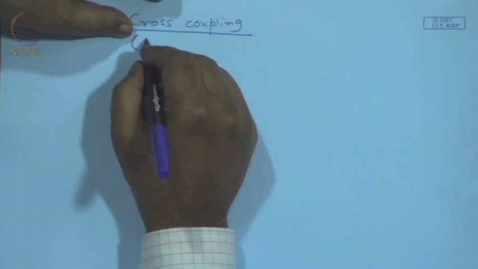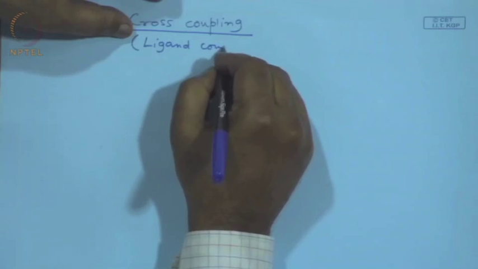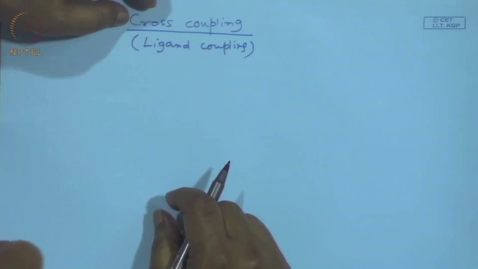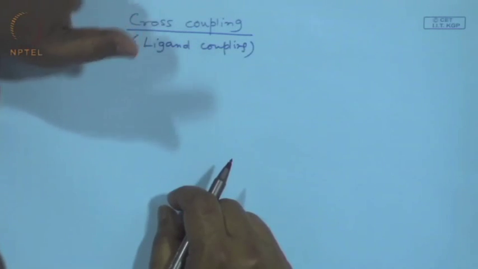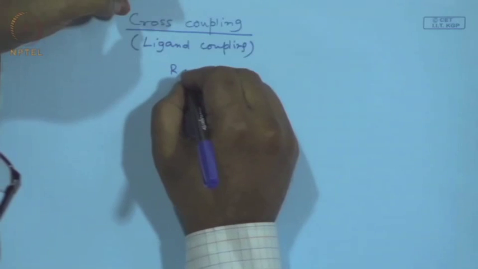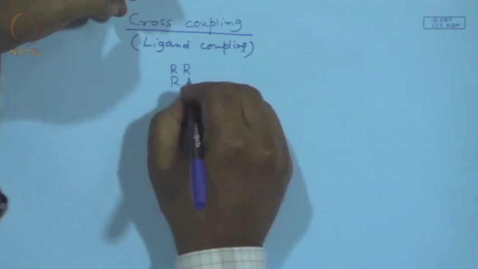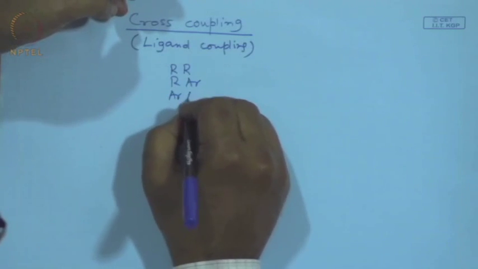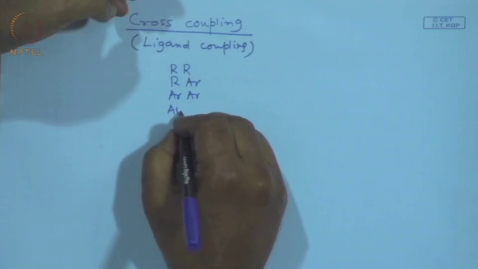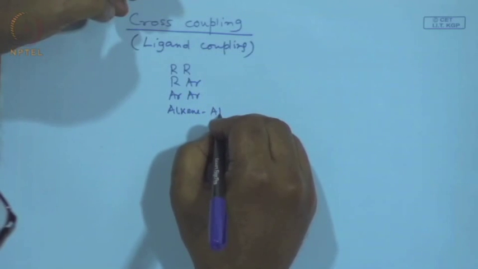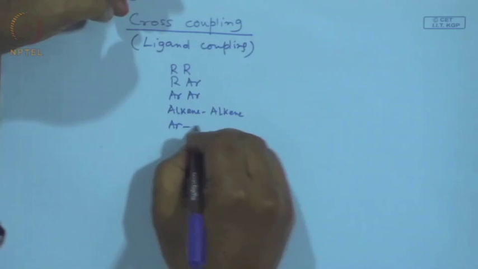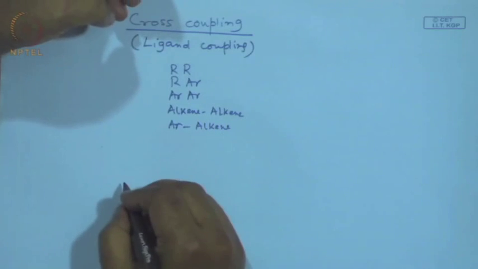Not really. So okay, I think the best thing would be the organometallic people's. Have you ever heard of this ligand coupling? If you remember ligand coupling, that would tell you what exactly cross coupling is. The two different ligands on the metal surface undergo coupling. So it could be R, it could of course be R and Ar, and it could be alkene and alkene, right? I mean, all possible combinations, aryl and alkene. What are the other possibilities?